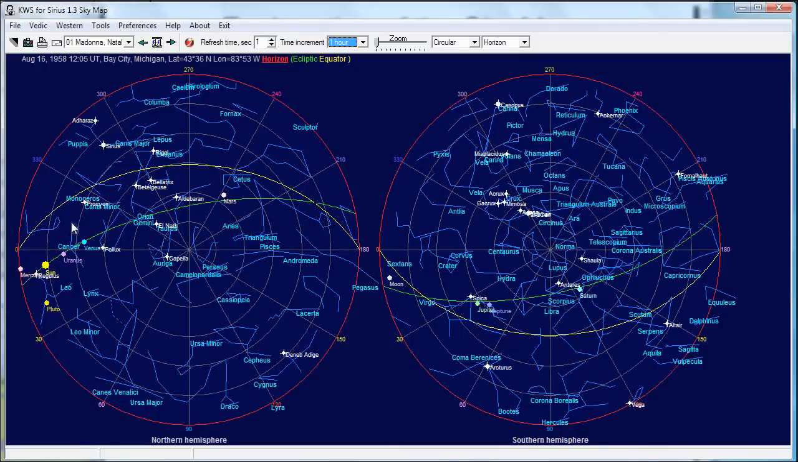Because this circle's 15, 30, 45, 60, 75, 90. We just drew these circles every 15 degrees. So you get the idea. I can do one more.